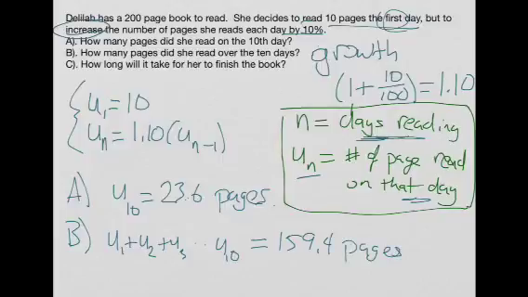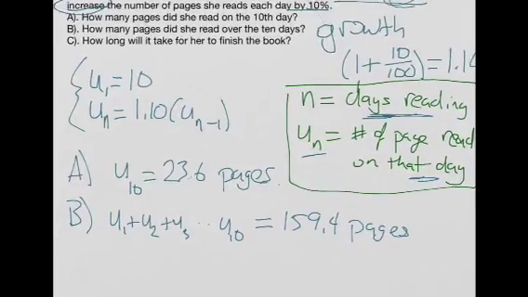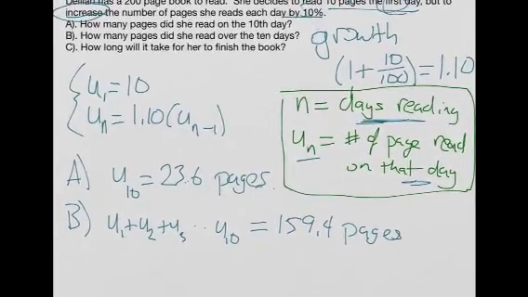Now, she's not quite done with the book, but she's pretty close. So it was a 200-page book. She's at about 160. She has about 40 pages left. She's already reading over 20 pages a day, so it's going to take her 2 more days to finish. That's not too bad.